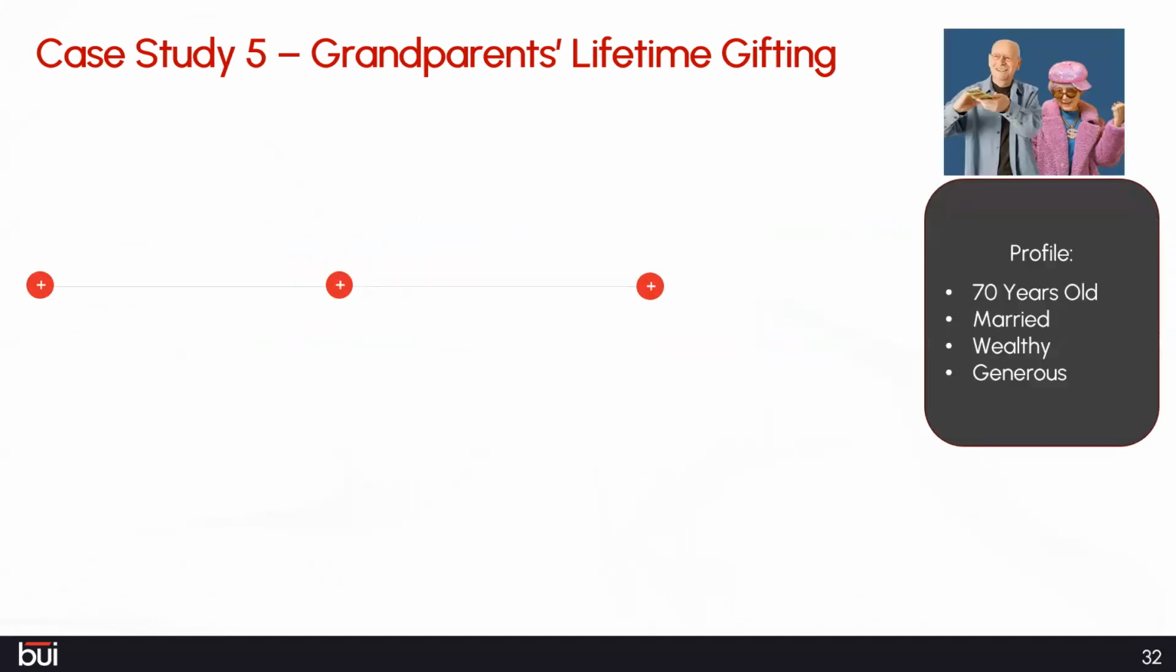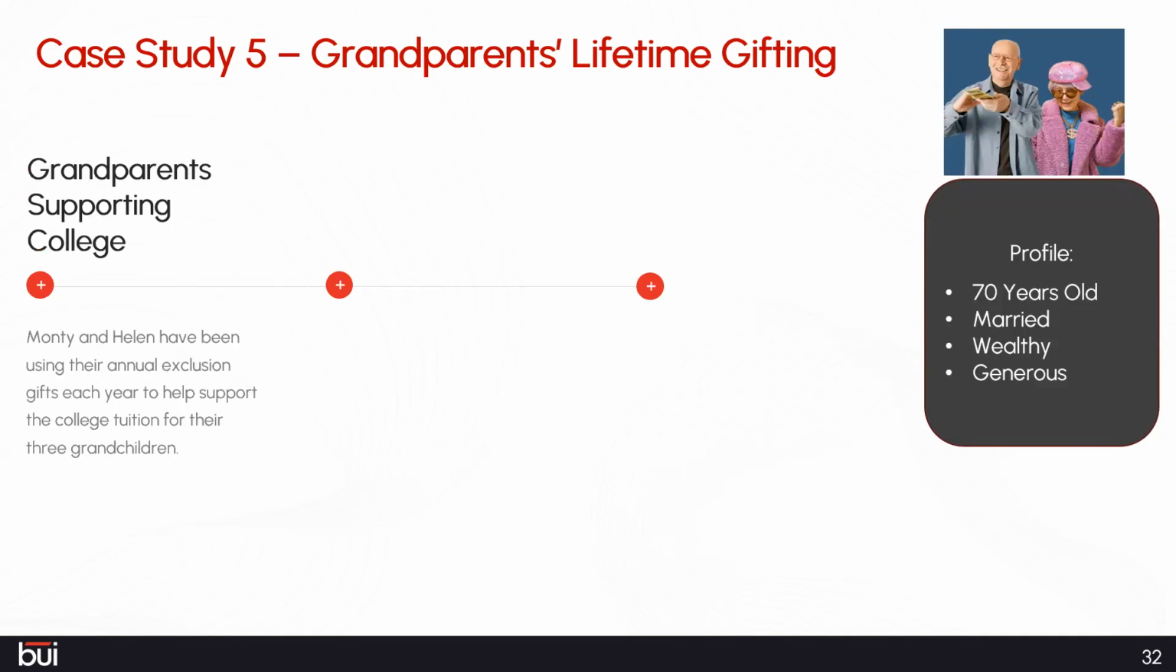Case study number 5. We have Helen and Monty. Helen and Monty are very generous people. They really care about helping their family. They deeply care about their family's lifestyle and comfort.